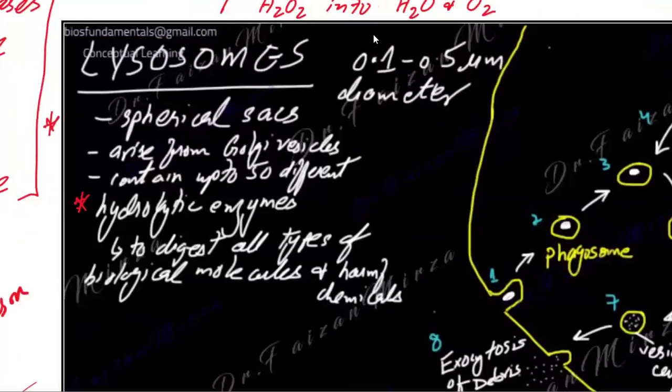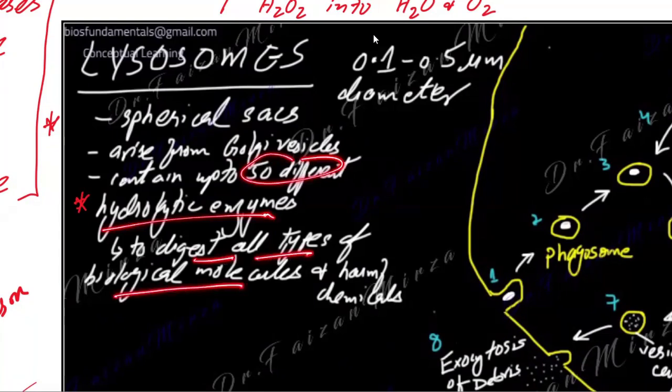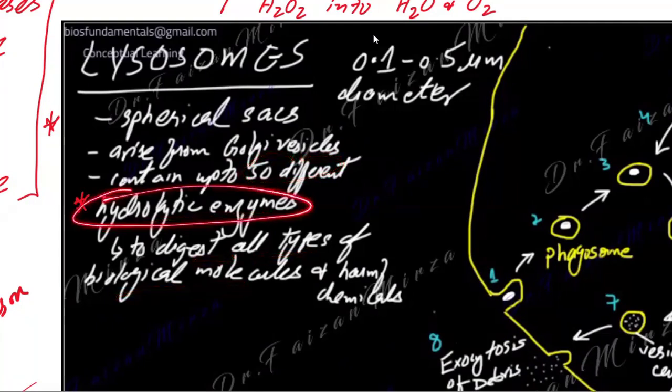Lysosomes are spherical sacs, and these spherical sacs arise from Golgi vesicles. Every Golgi vesicle will not turn into a lysosome, but every lysosome will be made from Golgi vesicles only. These Golgi vesicles that eventually form lysosome have up to 50 different hydrolytic enzymes, and hydrolytic enzymes mean these enzymes will be able to basically break down and digest all biological molecules and harmful chemicals provided to them. Hydrolytic enzyme means enzymes capable of breaking compounds. The size of lysosome is about 0.1 to 0.5 micrometer diameter.